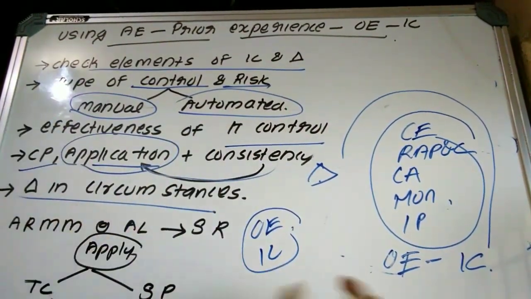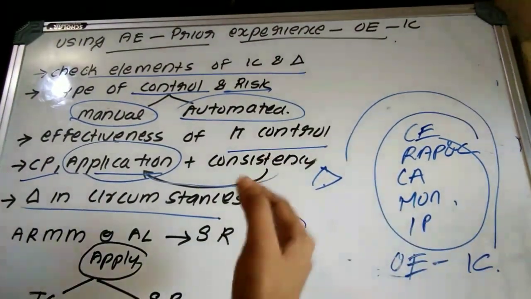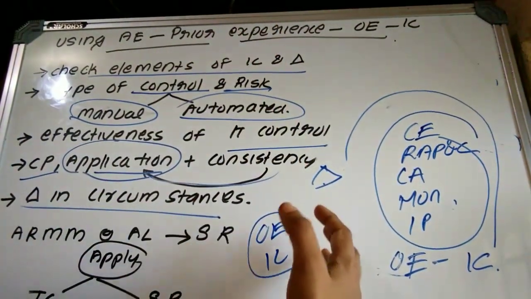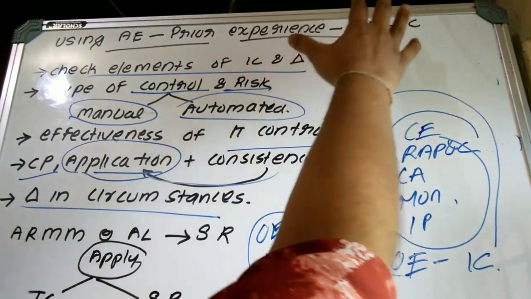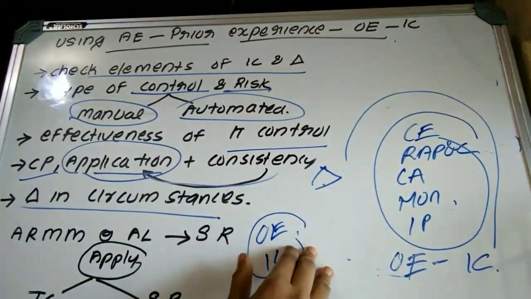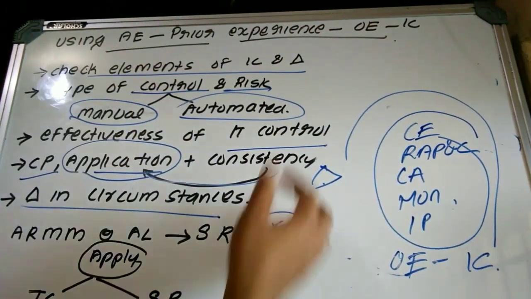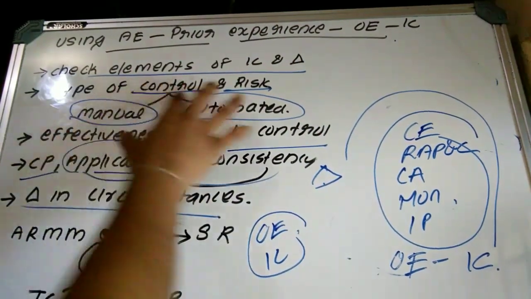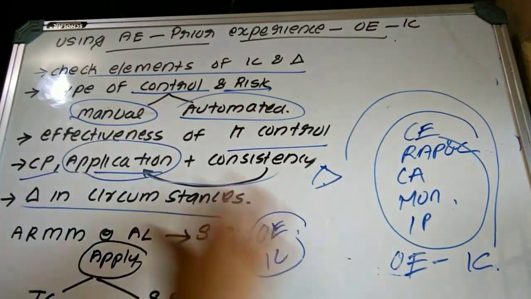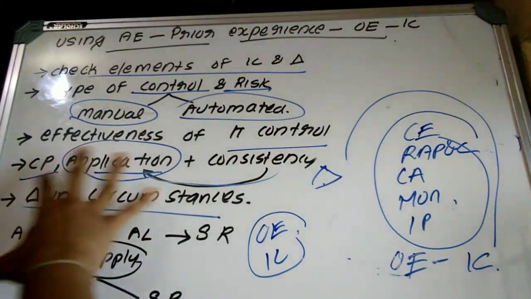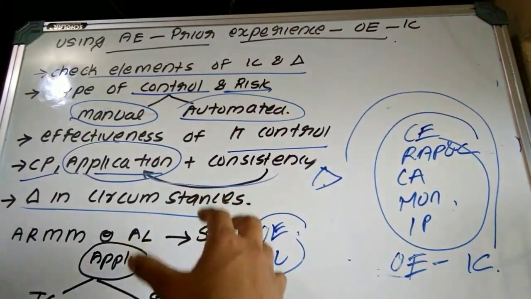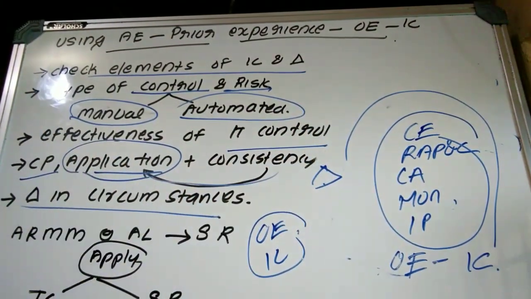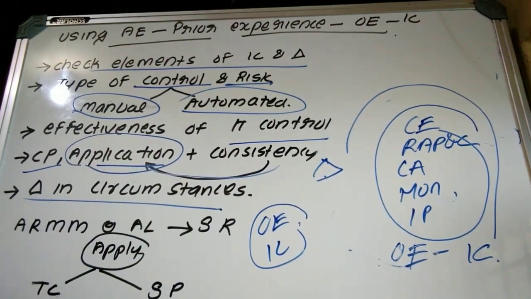So which are the elements that determine whether the auditor can use his prior experience for the purpose of determining the operational efficiency of the internal control system? Elements of the internal control system, whether there are any changes. Types of control, whether it is manual or automated. Then the effectiveness of the IT control procedure, whether they are making consistent application. Change in the circumstances.